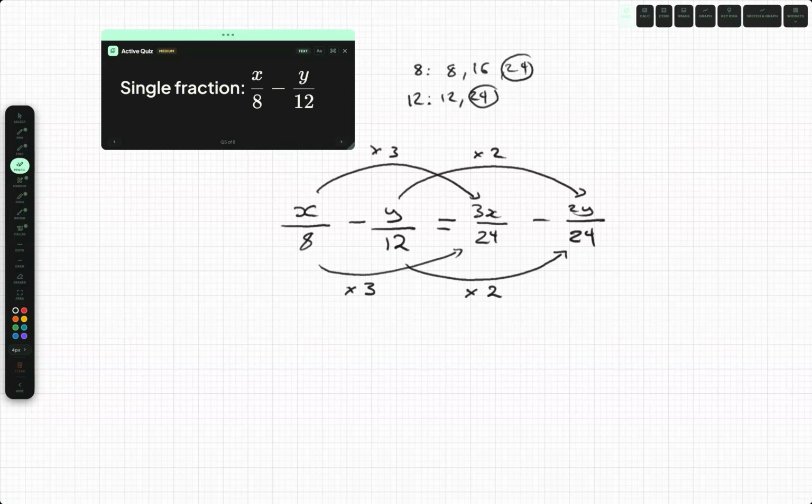Okay, now we can combine them together. We get 3x minus 2y all over 24. There's nothing here we can do because we can't actually perform this subtraction, since they're not like terms, and there's no common factor between both terms that we can cancel with our denominator. So that's our answer here.